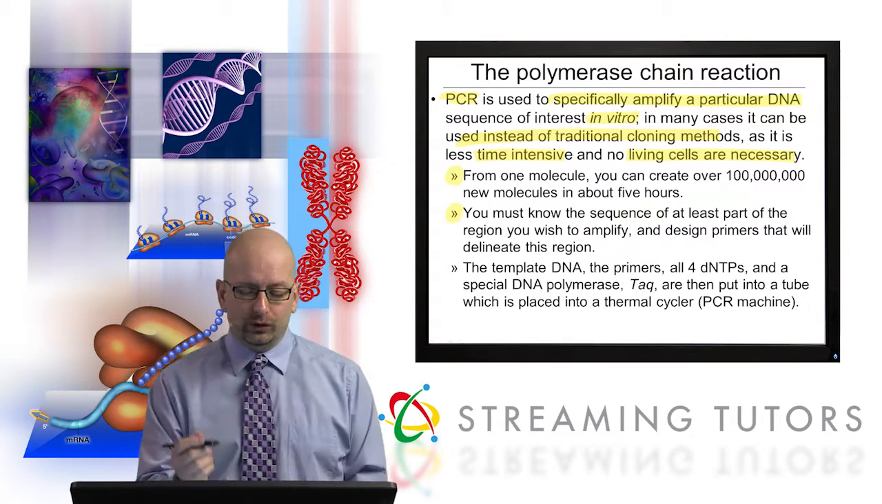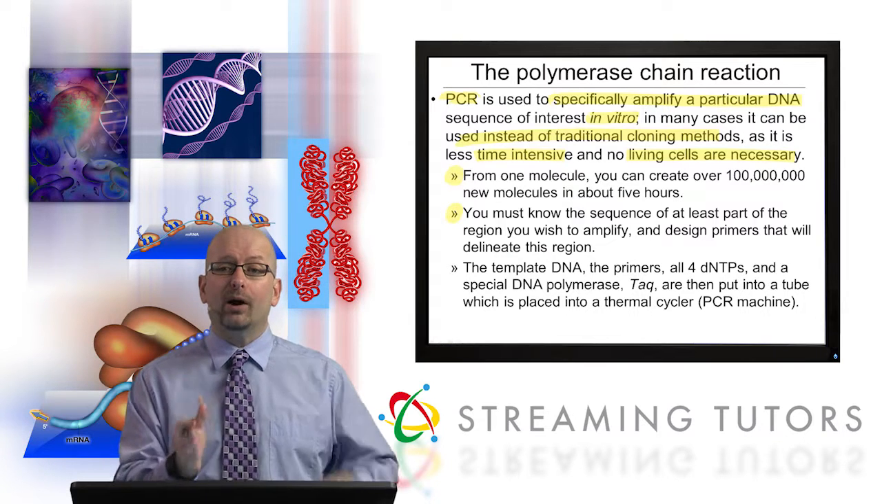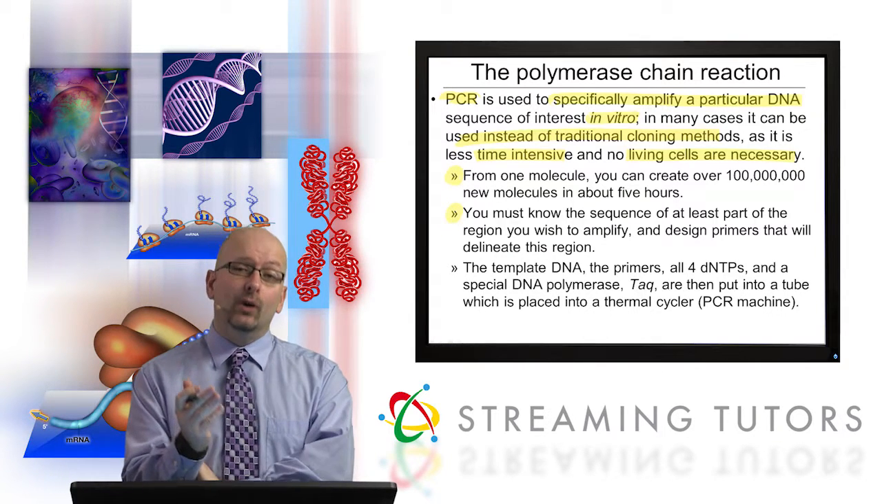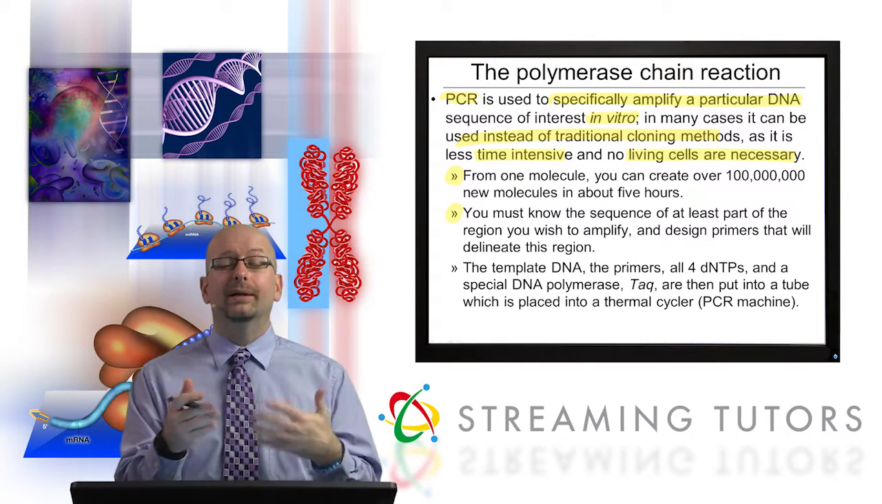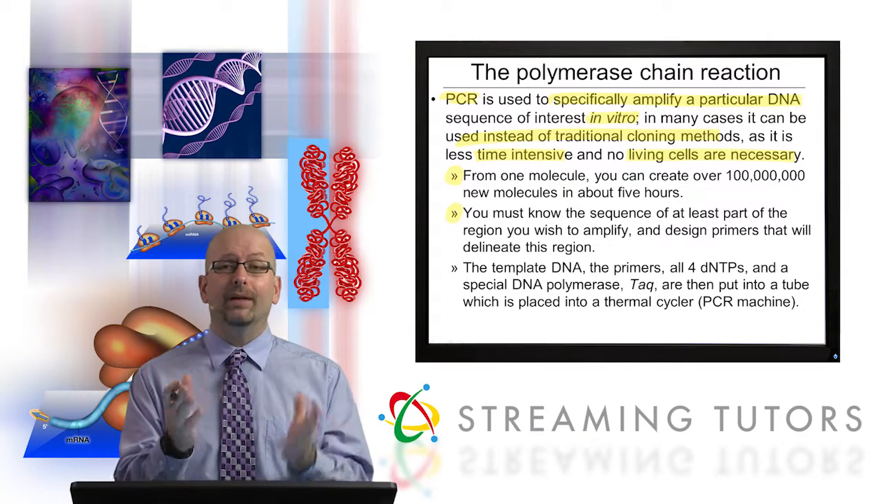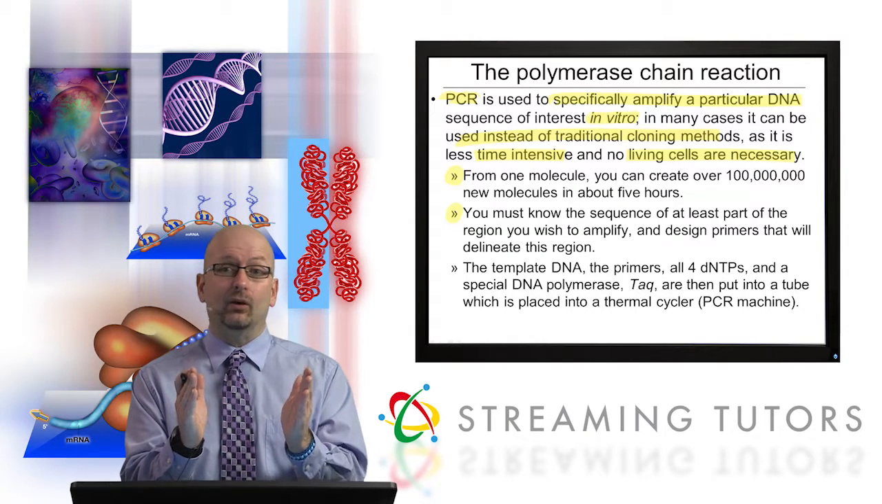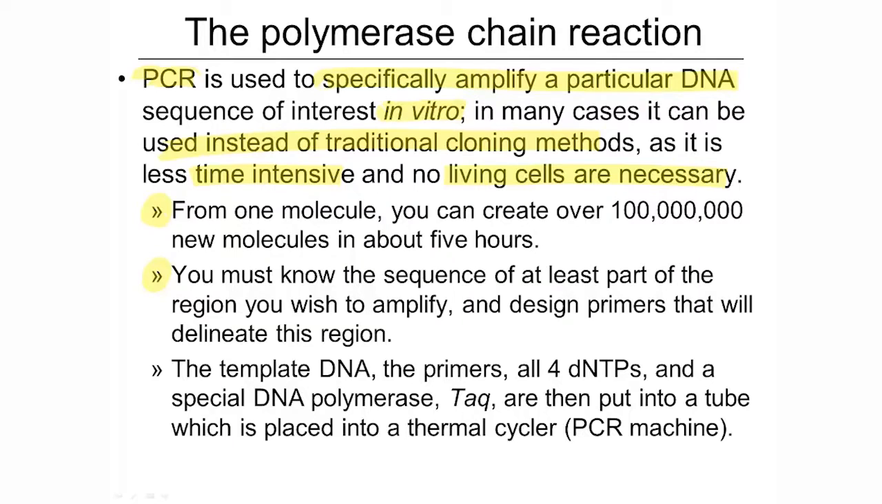Now, in order for this to work, you must know the sequence of at least part of a region you wish to amplify. And notice that I didn't say gene, because it might be a gene, but it also might be another region, particularly for DNA fingerprinting. There are special regions that they look at that are not actually genes. The reason you need to know the sequence is, you need to design primers that delineate the region. So we want to amplify this region. You don't really have to cut anything out. You make primers that are going to start things off that delineate this region.